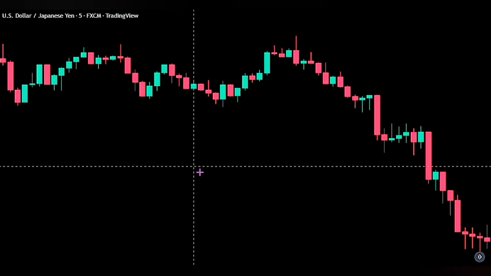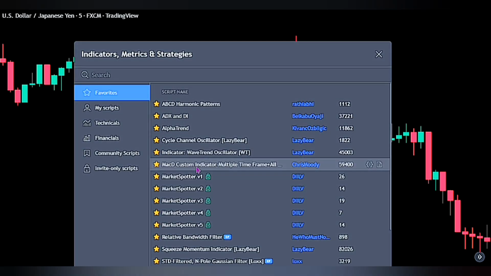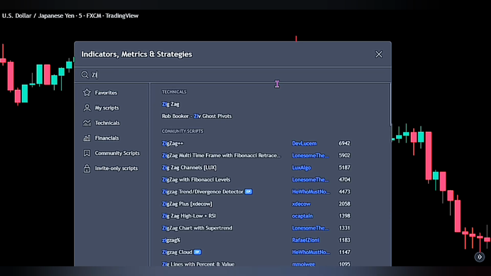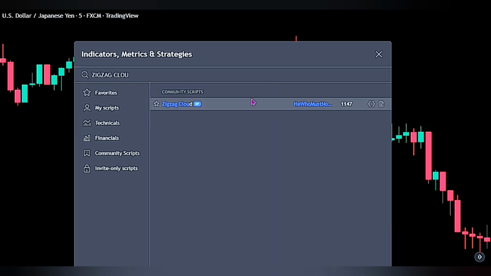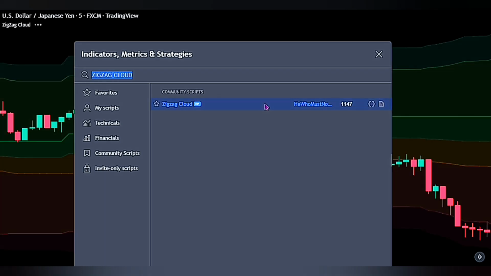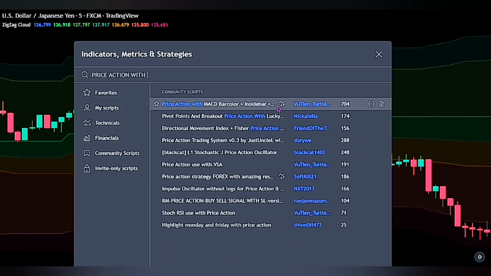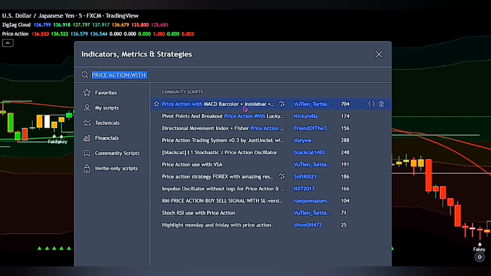Let's look at the indicators we used in this video. For the first indicator, bring up the indicator panel. I want you to search for the zigzag cloud. At the moment, we have this one right here, by He Who Must Not Be Named. And for the second indicator, search for the price action with MACD bar color. This one right here, by Vusion Turtle Trader.